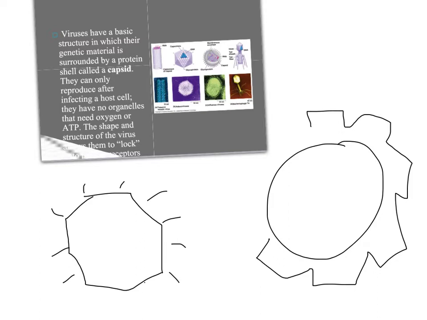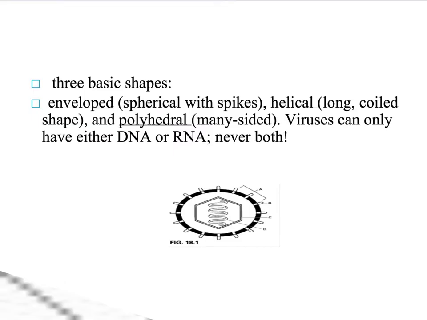Now they do not need oxygen or ATP. So that means that they do not, not like us. We need oxygen, we need ATP. Now there's three basic shapes of viruses. Like I was kind of trying to say, enveloped is the first shape. You know, does that kind of sound like envelope? The next shape is called helical. That's a long coiled shape. And finally is polyhedral. So remember I said poly, I hope you guys remember, poly means many.